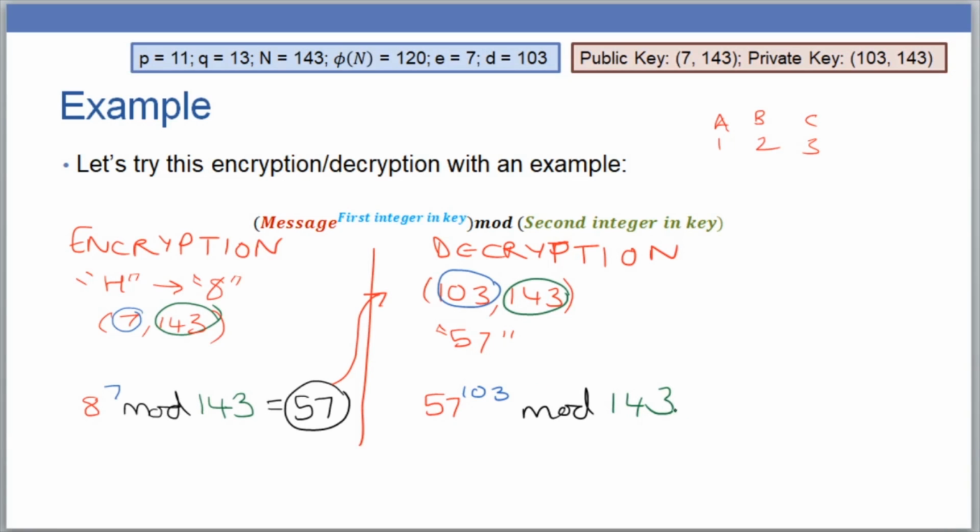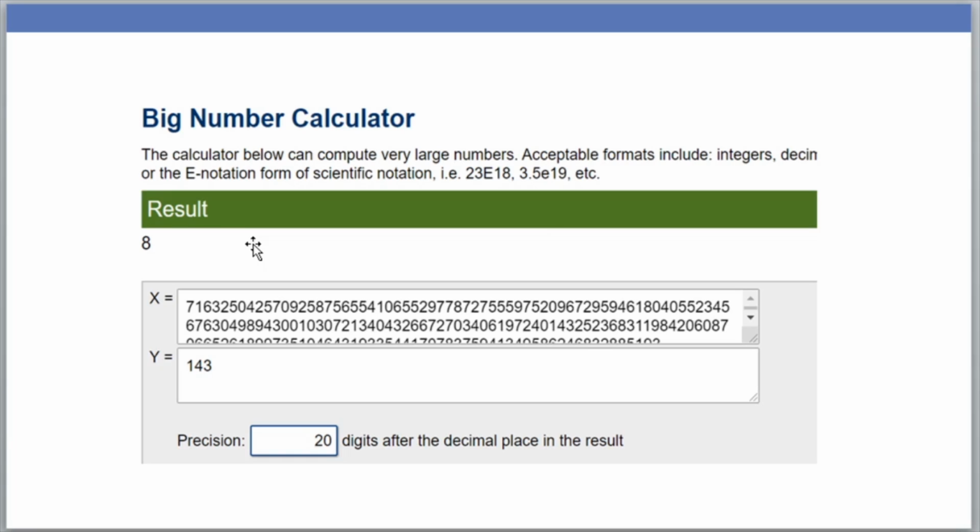Of course, this is a massive calculation. However, if we use a big number calculator, the link to which will also be in the description of our video, we find that the result comes back to 8. And once we convert this back, using the same way we did to convert it into integers, we find 8 converts back to H, aka our original plain text. So in this way, the public key encrypts the message and the private key decrypts it back into the plain text, as we discussed in the theory video.